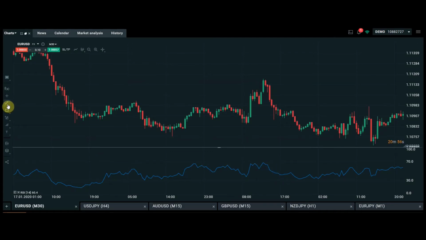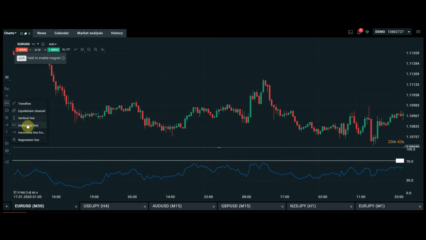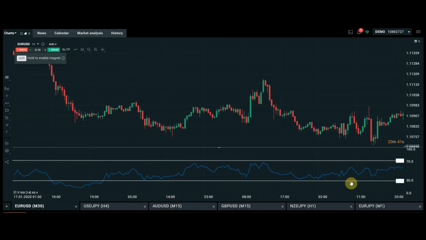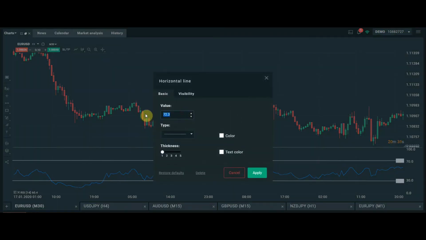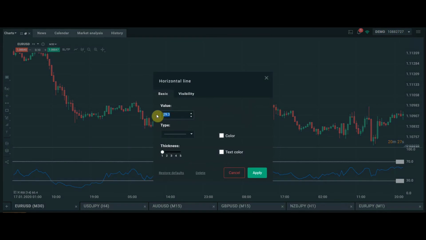Let me put on here a couple of horizontal lines. We're going to put one on at the 70 level, and then we're going to put another line on at the 30 level. Just double click the lines, make sure they're set to the right number, 70, apply, and 30, almost there.